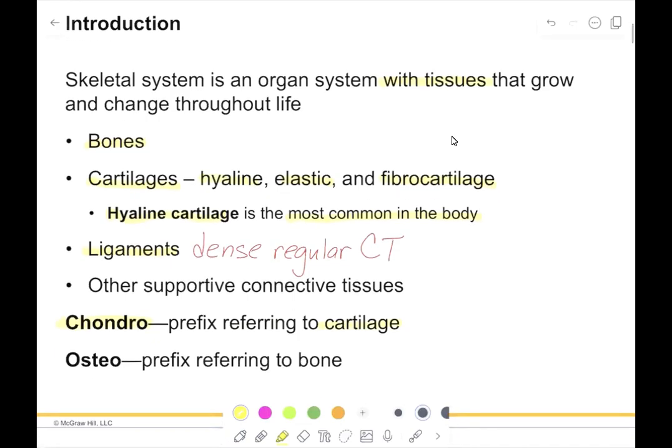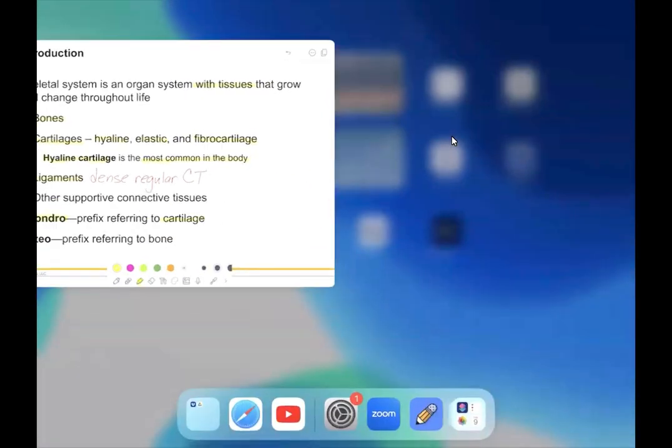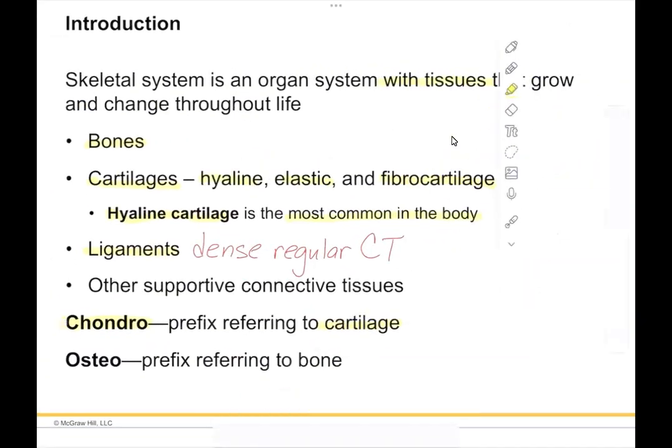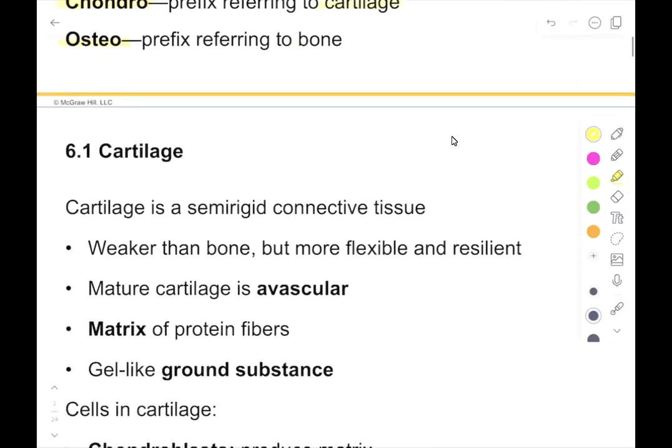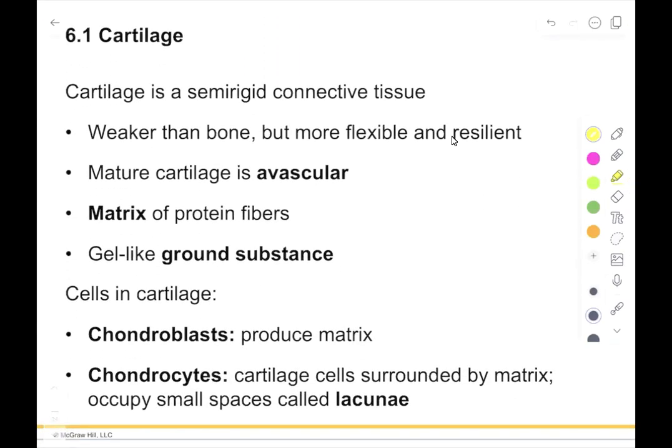Recall that the prefix chondro refers to cartilage. So a chondroblast is an immature cartilage cell, and a chondrocyte is a mature cartilage cell. The prefix osteo refers to bone. So there again, we have an osteoblast, which is immature, and an osteocyte, which is a mature bone cell. So cartilage is weaker than bone, but more flexible and resilient. The mature cartilage itself is avascular. This is one of the reasons that it takes longer to heal cartilage damage.